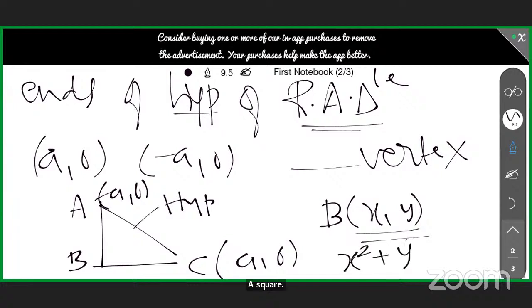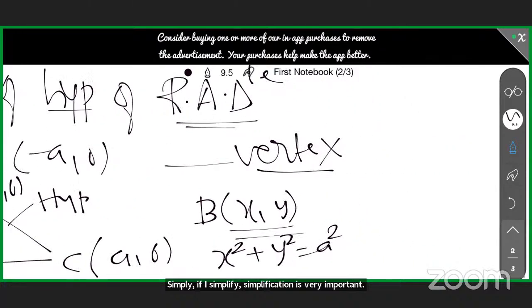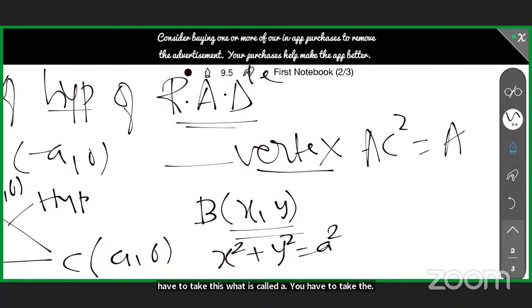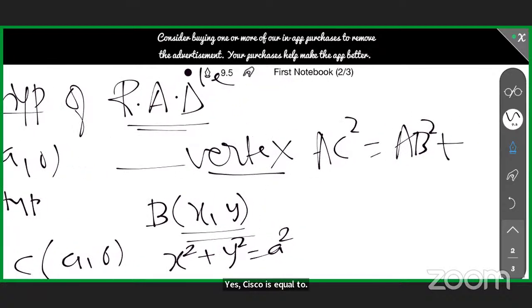x square plus y square is equal to a square. Simplify. Simplification is very important. You have to take the criteria AC square is equal to AB square plus BC square. Pythagoras theorem. Use this criteria. Here you will get a single digit value. Here you will get values in x and y. Send one of these digits to this side. Simplify, you will get it.